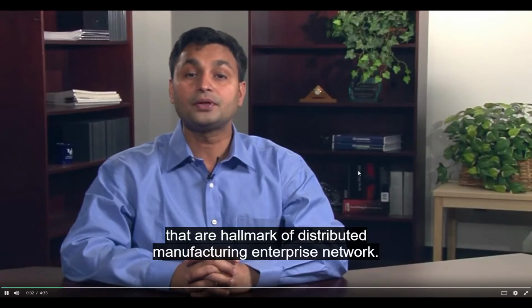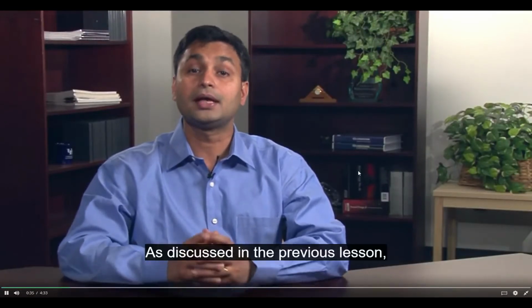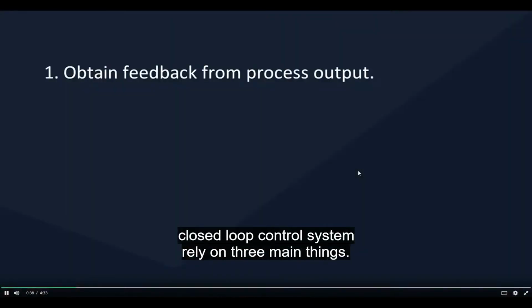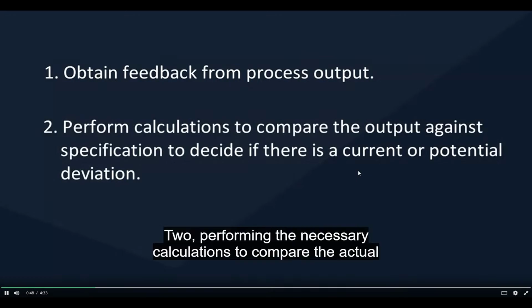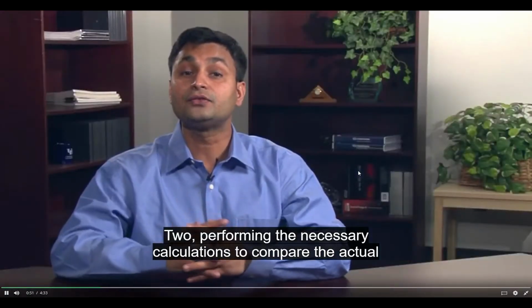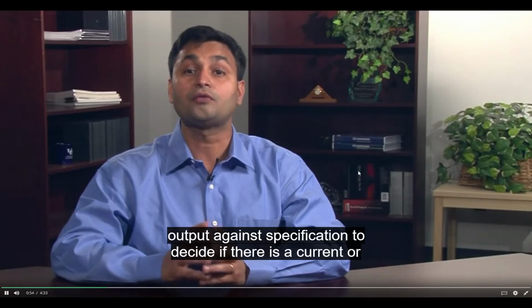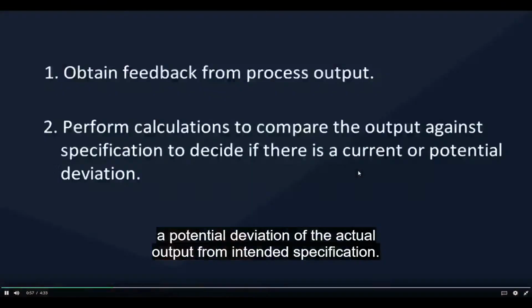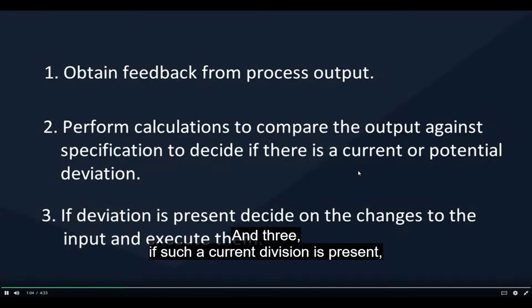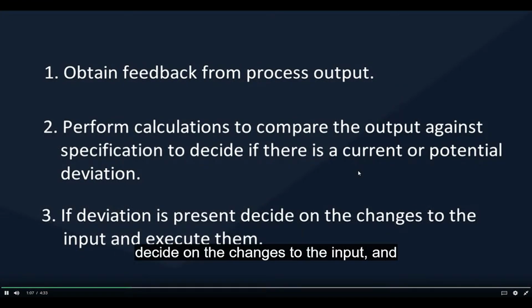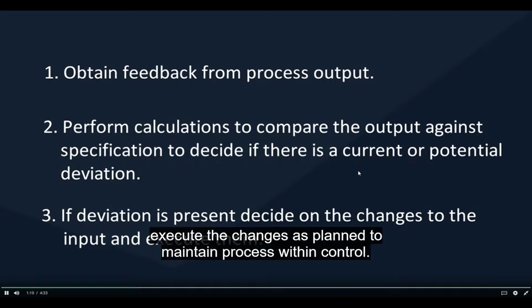As discussed in the previous lesson, a closed-loop control system relies on three main things. One, obtaining feedback from process output. Two, performing the necessary calculations to compare the actual output against specification to decide if there is a current or a potential deviation of the actual output from the intended specification. And three, if such a deviation is present, deciding on the changes to the input and executing the changes as planned to maintain the process within control.